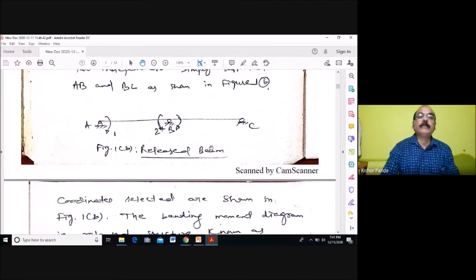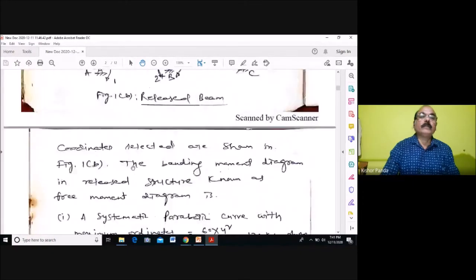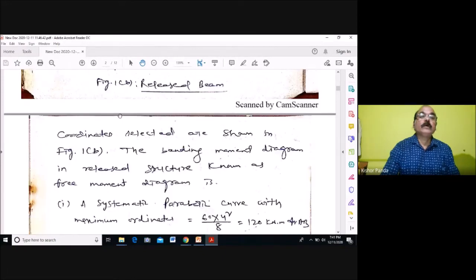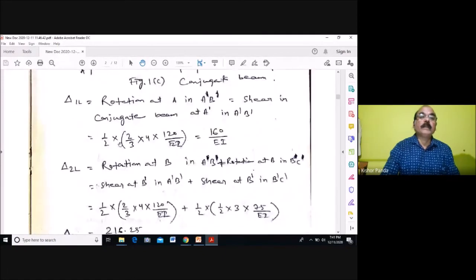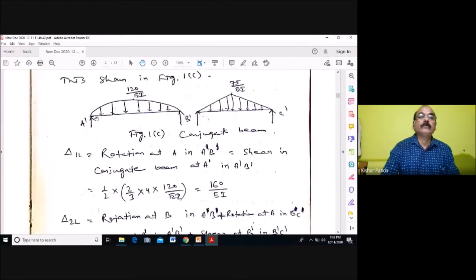This is your real beam and this is your conjugate beam. So you have to find the displacement in the real beam along the coordinate direction 1. So what you have to do? In the conjugate beam, you have to find the shear force at A dash. This is the parabola. You can find what is the shear here. Shear is equal to the reaction at A dash. That is the shear in the conjugate beam at A dash.